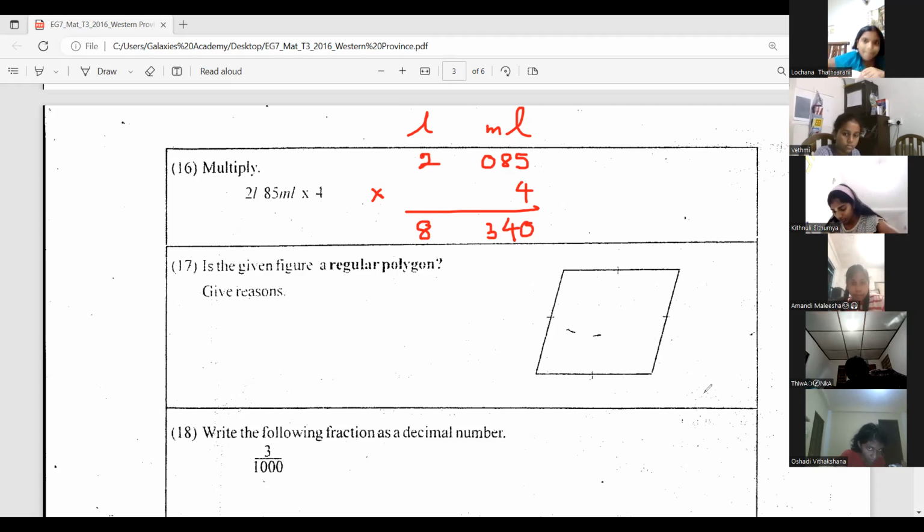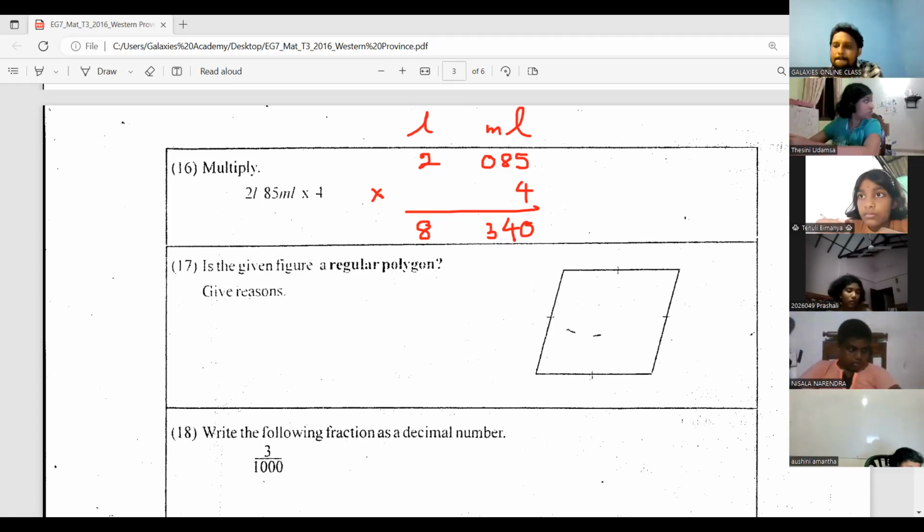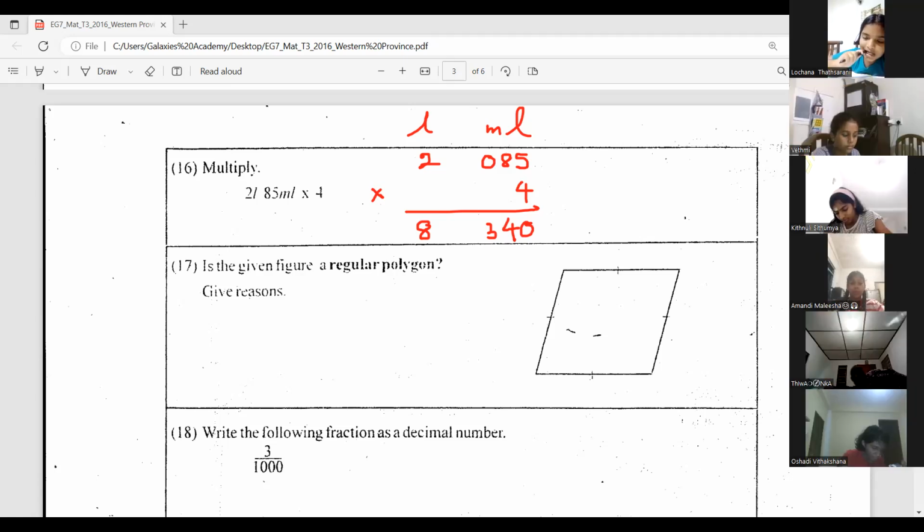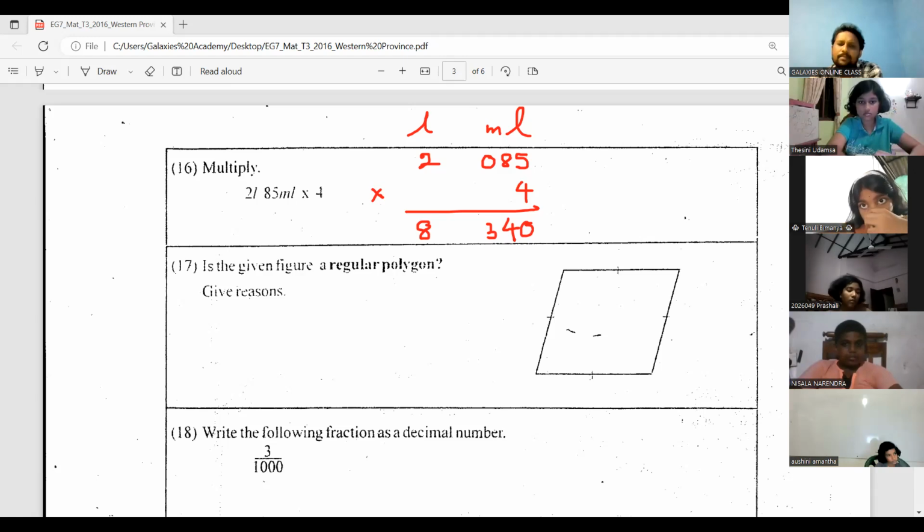Lochana, do you remember regular polygons? Can you tell me, the 17th one. Is the given figure a regular polygon? Give reason. Yes or no? Regular or not? Who can give the answer? It is not regular. Why? Because the angles are not the same.